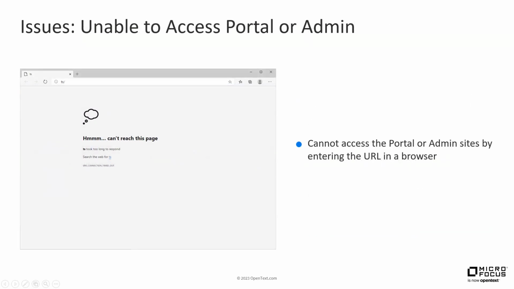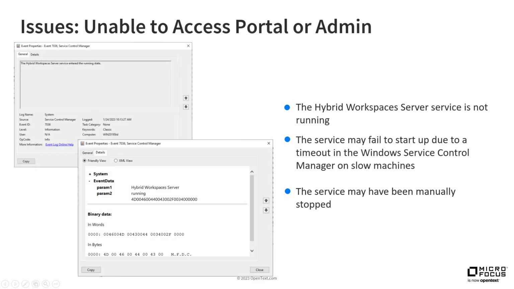If you are unable to access the portal or admin sites by entering the URL in the browser, you should check that the Turbo service is running. The service may sometimes fail to start on really slow machines due to a timeout in the Windows Service Control Manager. I typically see this only on very slow machines that are either not meeting the requirements outlined in our documentation or on VMs that are having noisy neighbor problem.